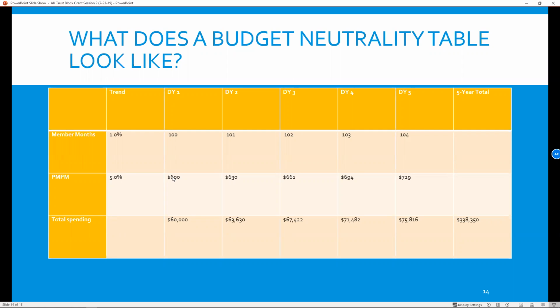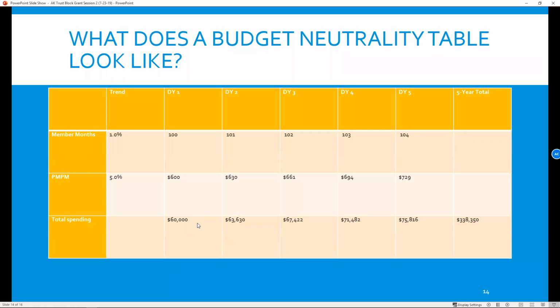Similarly, per member per month, a totally made up number, $600. Now we're going to grow that at 5%. And so we're going to multiply by 1.05. So when you multiply 600 by 1.05, you get 630. You multiply 630 by 1.05, you get 661, and on. Okay, now you take the number of member months and you multiply that by per member per month. And you get a total spending projected in the first year on those assumptions of $60,000.